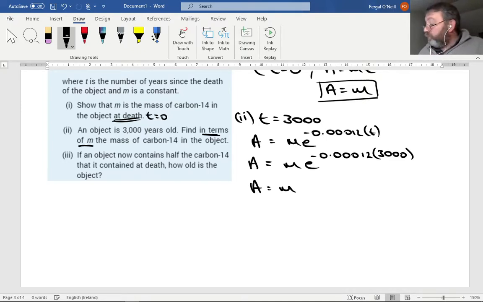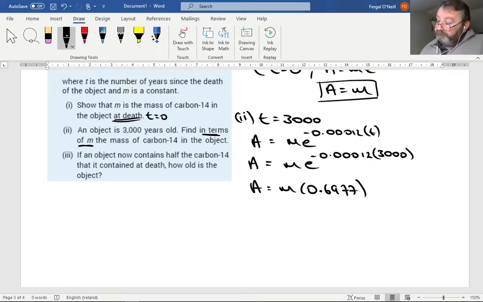So all we can do is go to the calculator, turn on the exponential function, which is the second function over the natural log, or shift natural log, minus 0.00012 times 3,000. And that comes out as 0.6977, just to round it off to 4 decimal places.